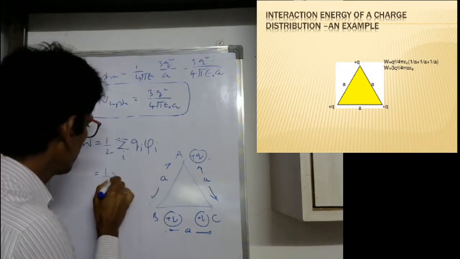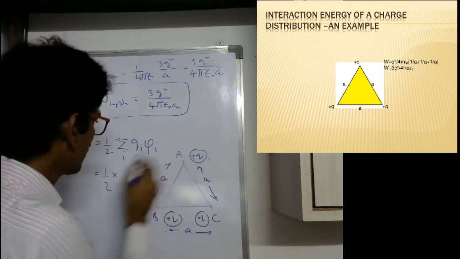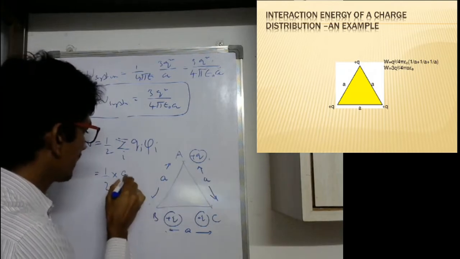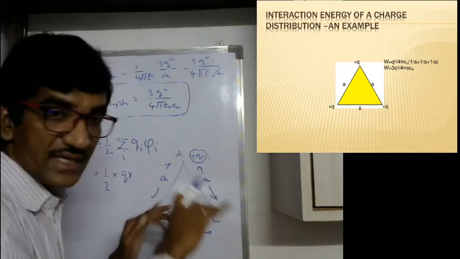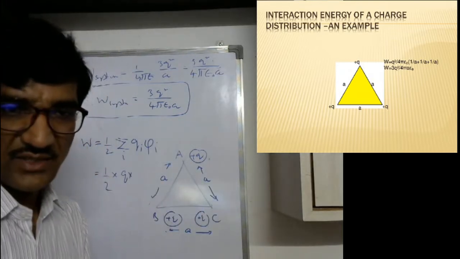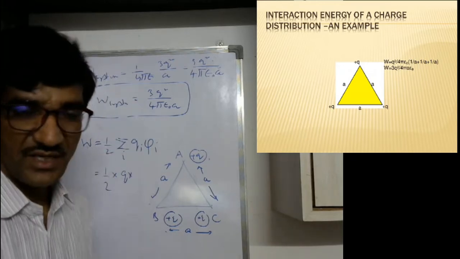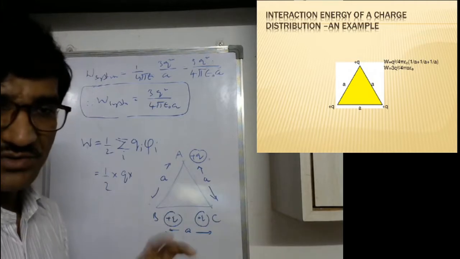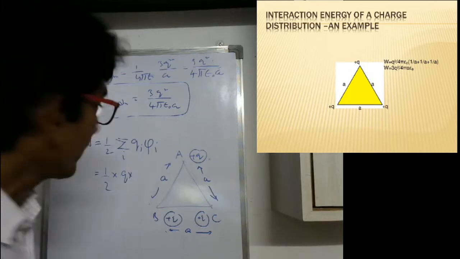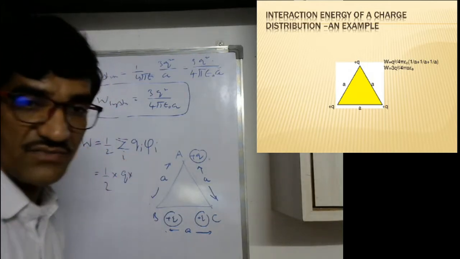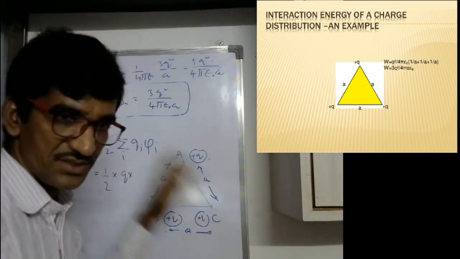this is half into, you take any one of the 3 charges. For example, say take this charge into, now this takes care of the summation and all these things. What we have done in the previous case is we expanded the summation and did all the individual interactions, and we added them up in order to get the total interaction energy, even though we did not consider this formula.